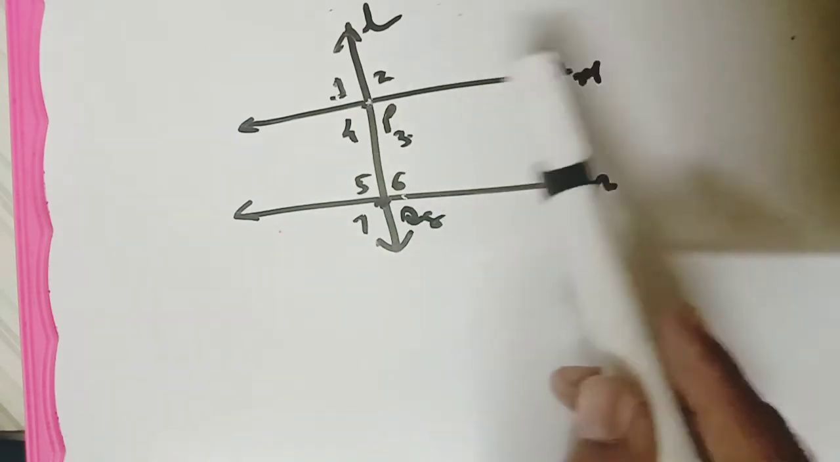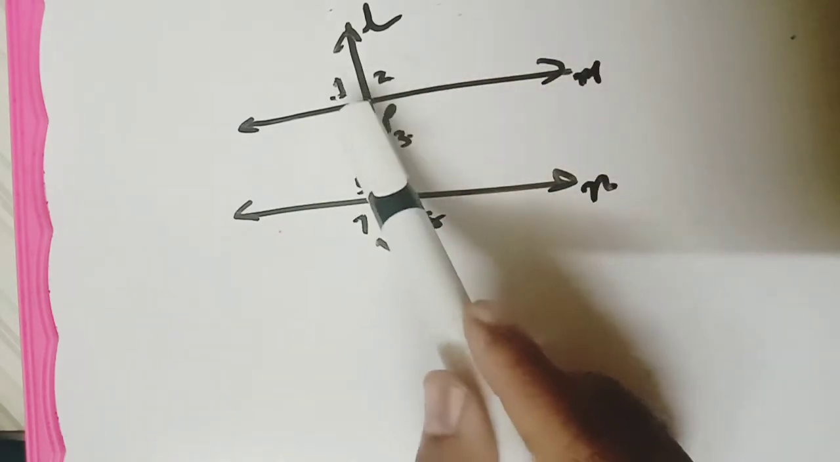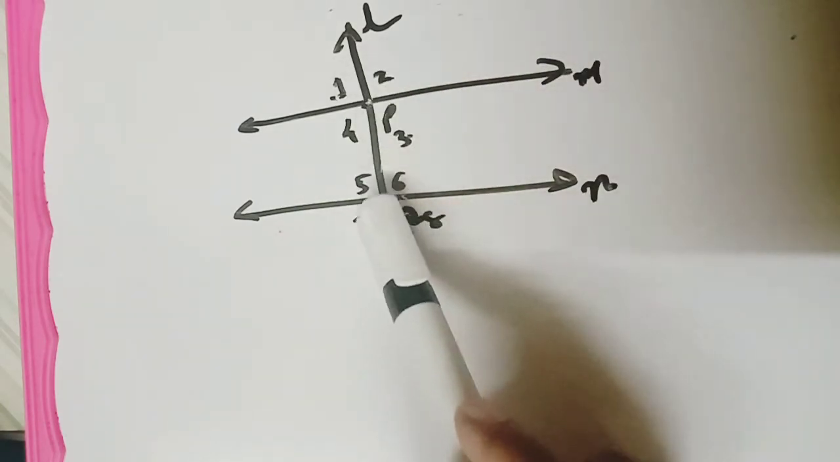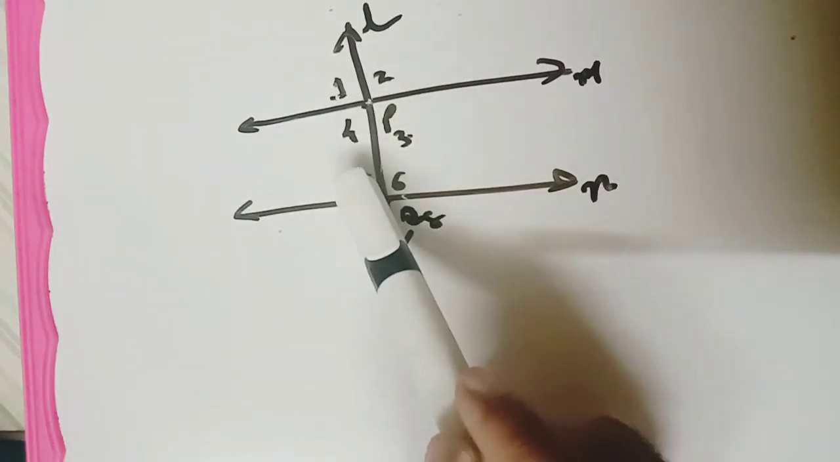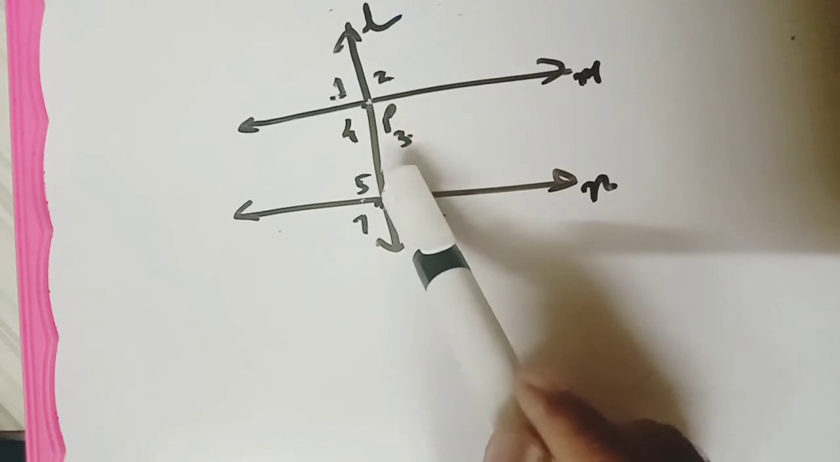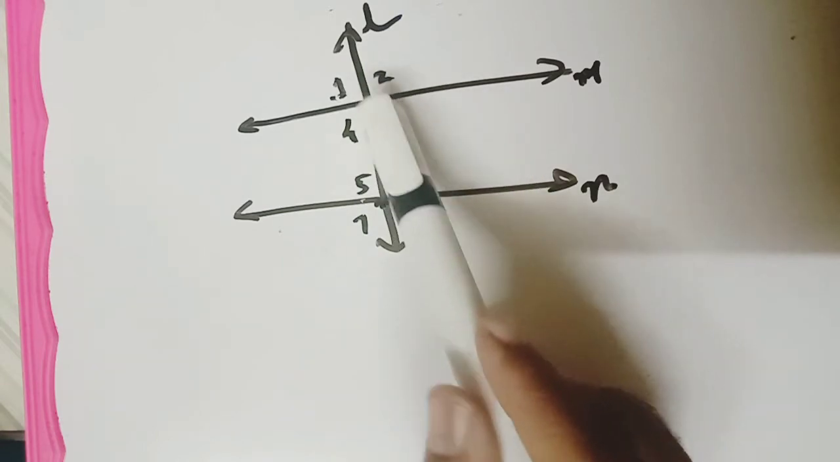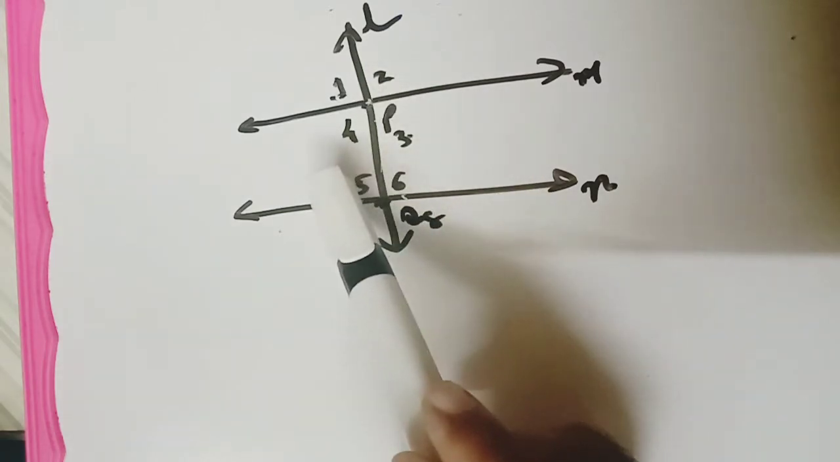Now we can see that angles 4 and 5 are interior angles on one side of the transversal. So angle 4 and 5, and angle 3 and 6 are the pairs of interior angles on one side of the transversal.